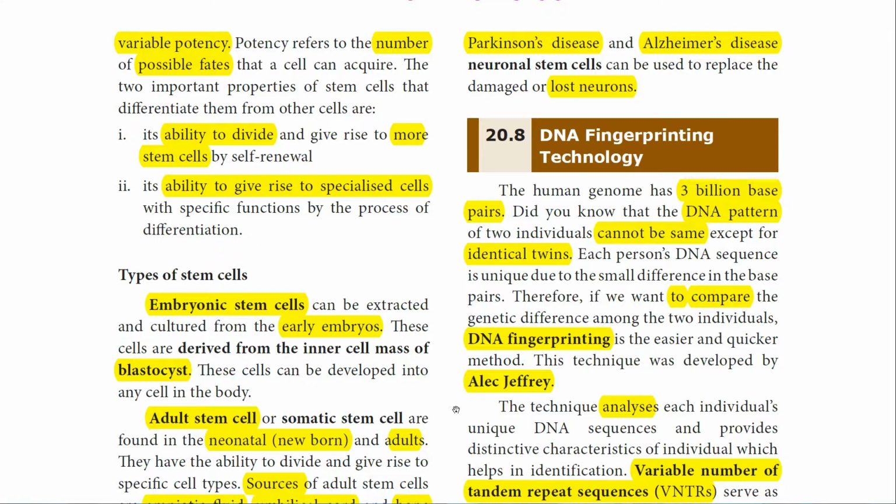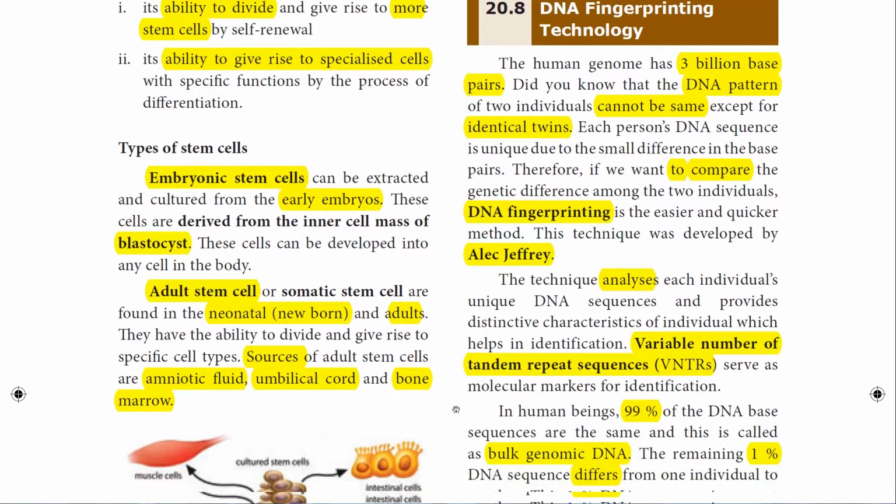The two important properties of stem cells that differentiate them from other cells are: first, the stem cells have the ability to divide and give rise to more stem cells by self-renewal. Secondly, they have the ability to give rise to specialized cells with specific function by the process called differentiation. So they can be differentiated into any type of cells and perform a specific function for the organism. There are two types of stem cells: embryonic stem cells and adult stem cells.